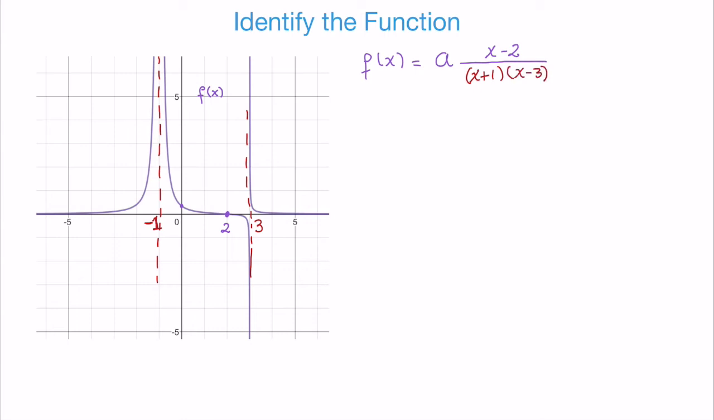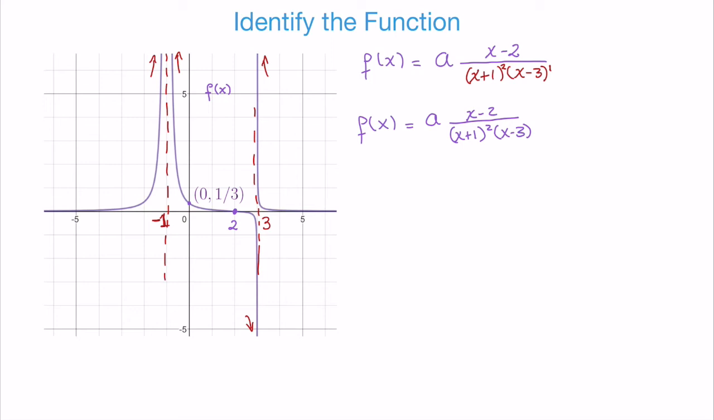And then we look at the multiplicities. The graph approaches the asymptote x equals 3 in opposite directions, so the exponent must be odd, and we write a 1. The graph approaches the asymptote x equals -1 in the same direction. That means the exponent is even. We write a 2. So far, the equation looks like a times (x minus 2) over (x plus 1) squared times (x minus 3).